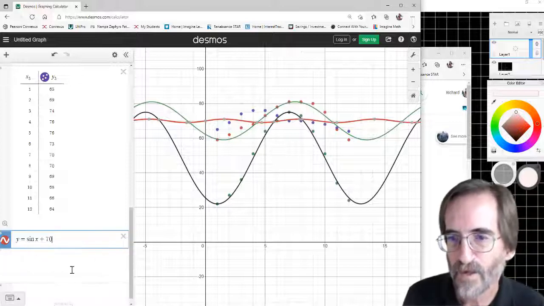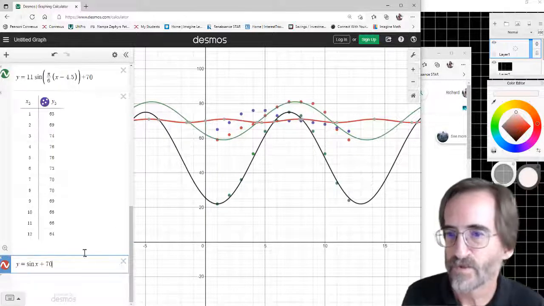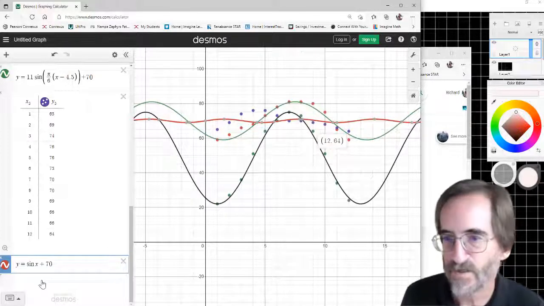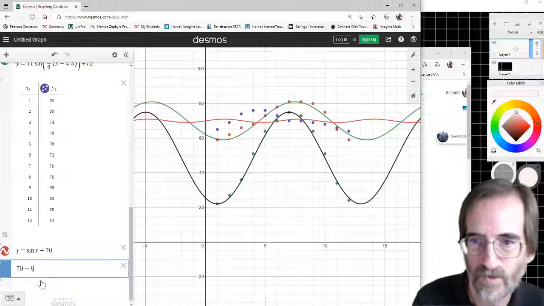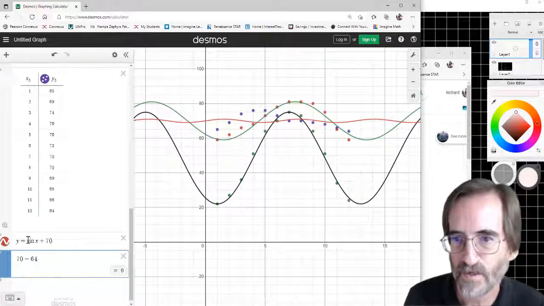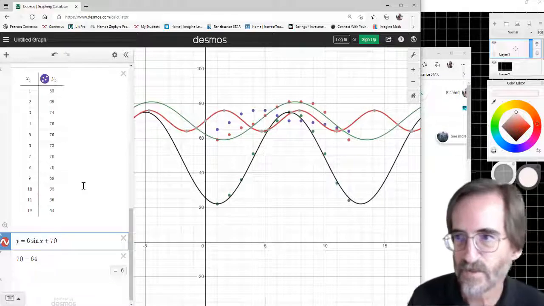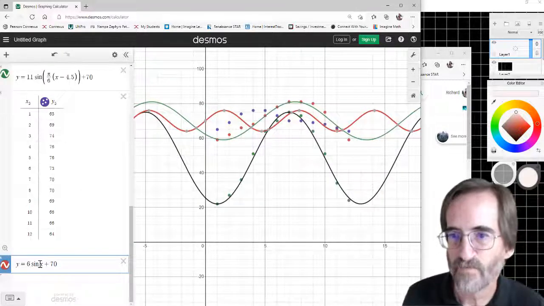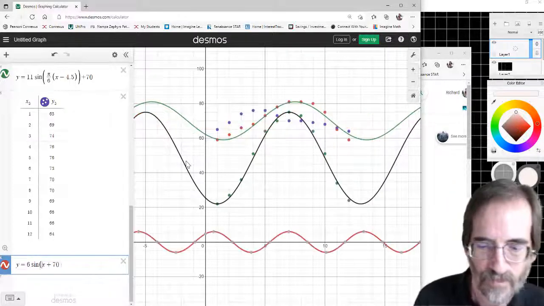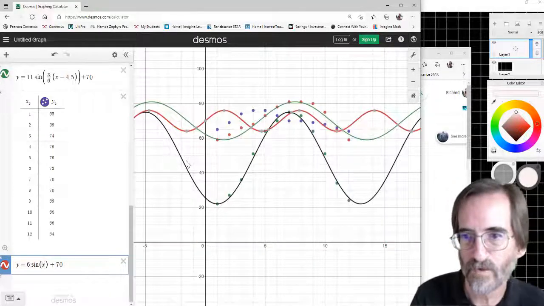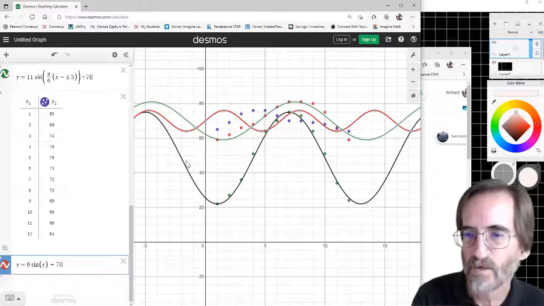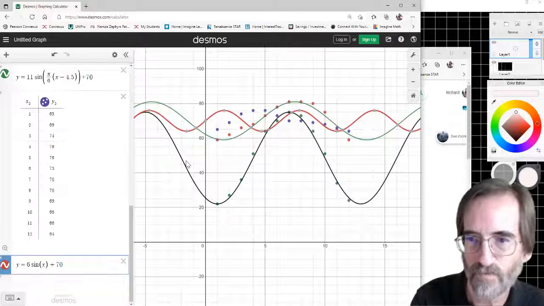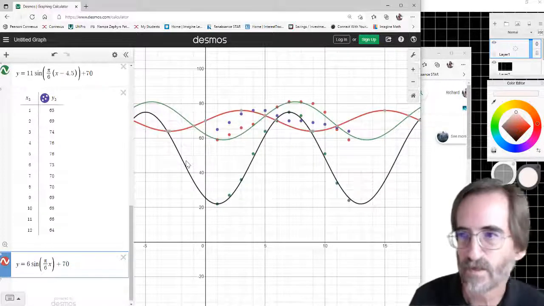Okay. And our amplitude is 70 minus 64. 70 minus 64 is 6. So 6. Okay. And same period multiplier. We want to change from a period of 2 pi to 12. So I'm going to multiply by pi divided by 6. Okay.